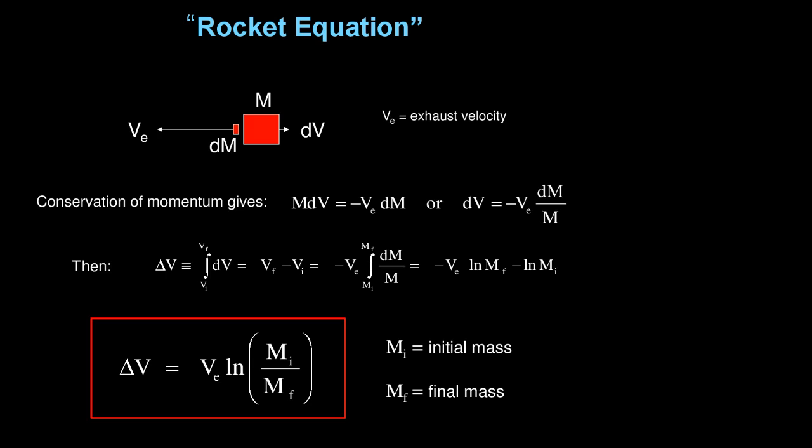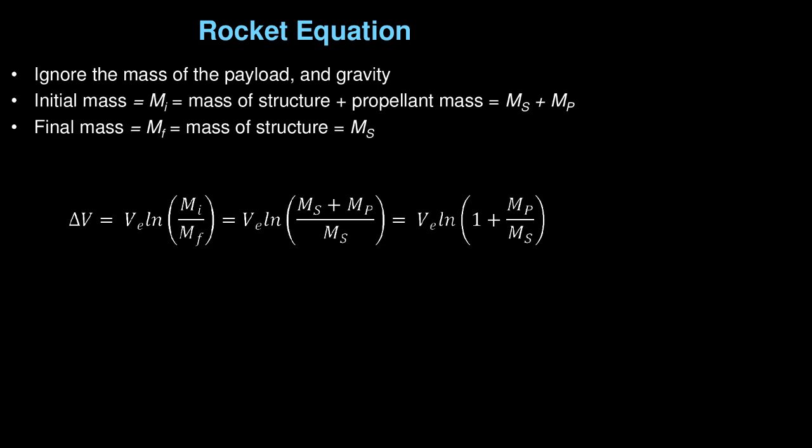Now the question is, why does this matter? And so I want you to consider the following example. For this example, ignore the mass of the payload and ignore gravity. So we have the initial mass, mi, which is the mass of the structure plus the mass of the propellant that it's carrying. And you have the final mass, which is just the mass of the structure, because you've burned up the propellant mass.